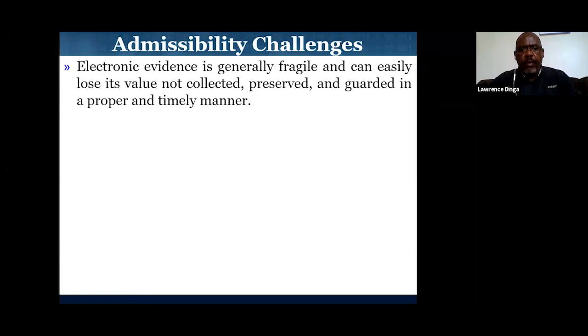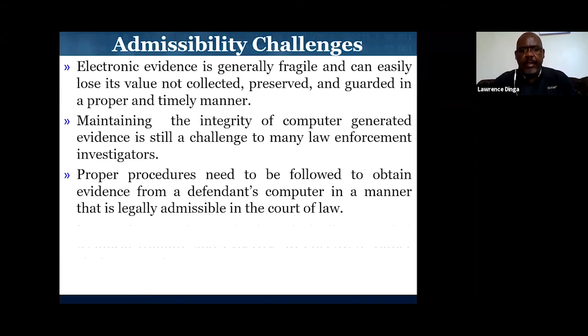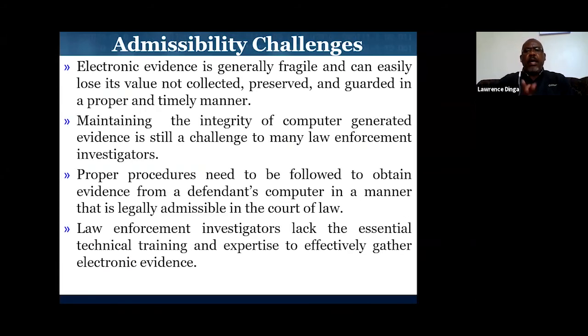Now the problem here is admissibility. There's a challenge in terms of admissibility of digital evidence. There was a time I did an interview with K24, and these guys found me when I was doing some testimony in court. And then this case actually flopped.